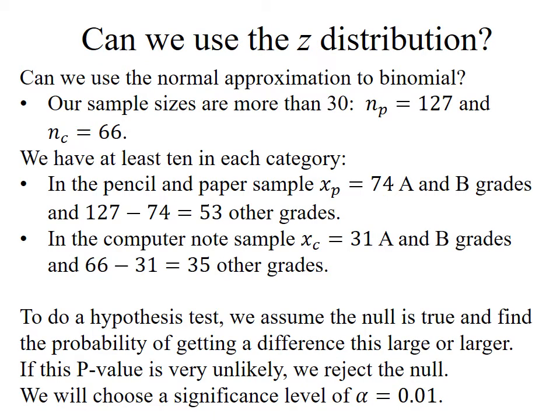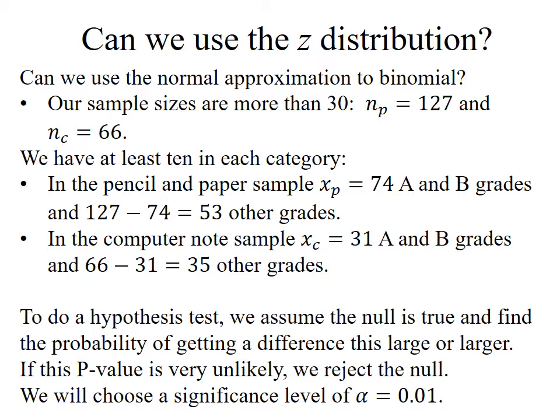Now, the next thing we need to ask ourselves is, can we use the z-distribution? Can we use the normal distribution, the normal approximation to the binomial distribution? It makes the math a whole lot easier. Let's check. First of all, our sample sizes are both more than 30. The number of pencil and paper users was 127. Computer users were 66. No problem there.